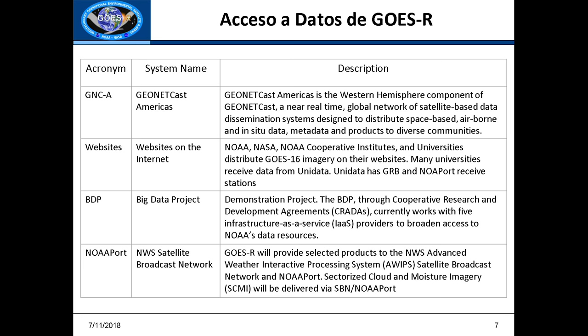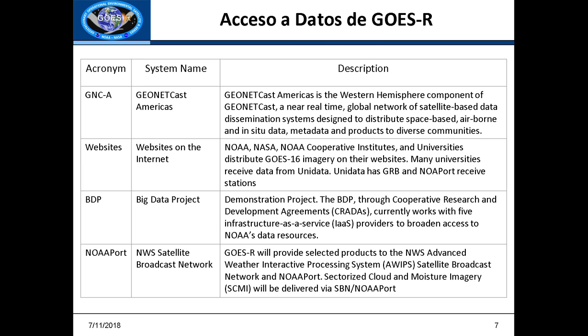Now, you're familiar with GeoNetCast Americas, and it's the Western Hemisphere component of GeoNetCast, which is the near real-time global network of satellite-based data dissemination systems. Also, a number of GRB sites maintain websites and distribute products in other means. And so I'll describe some of those as examples. And we have a demonstration project underway demonstrating the capabilities of the cloud to distribute products. It's called the Big Data Project. And so for now, those sites are available. You can look at those as well.